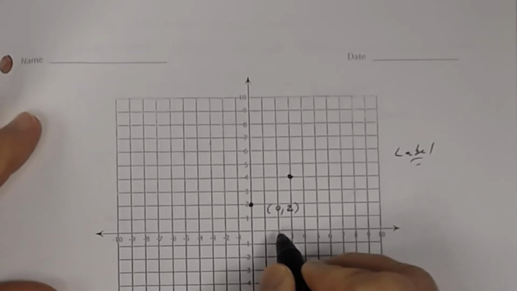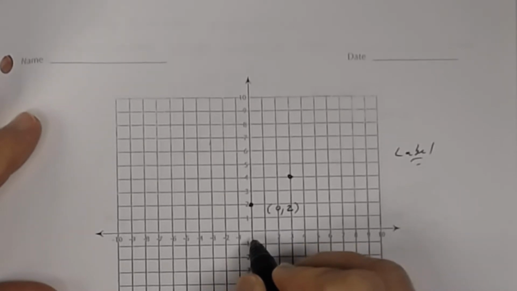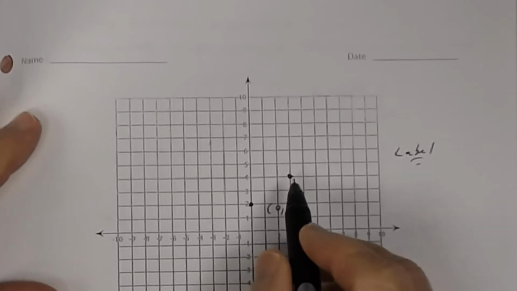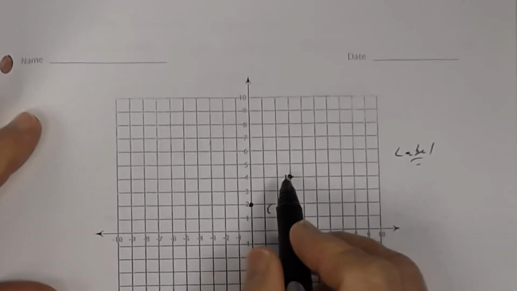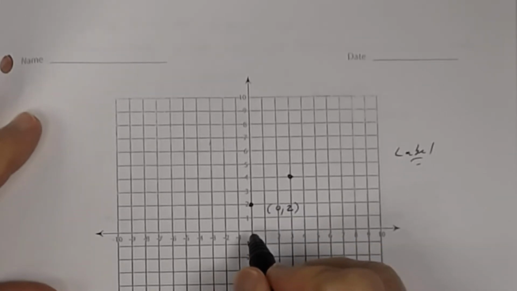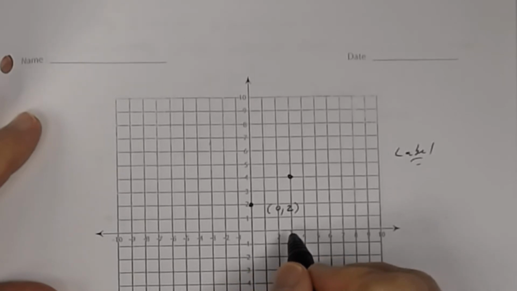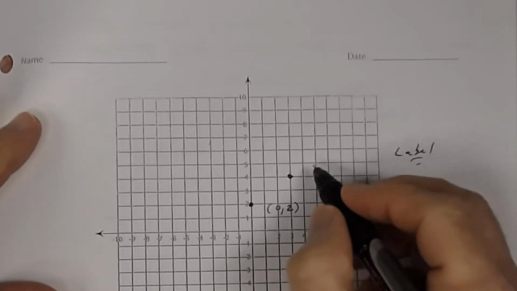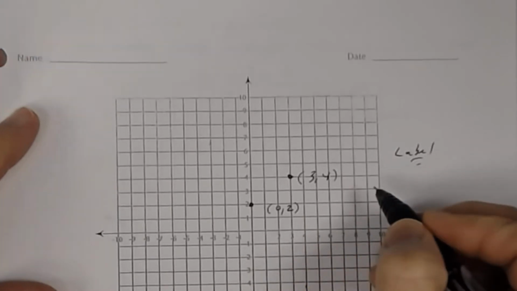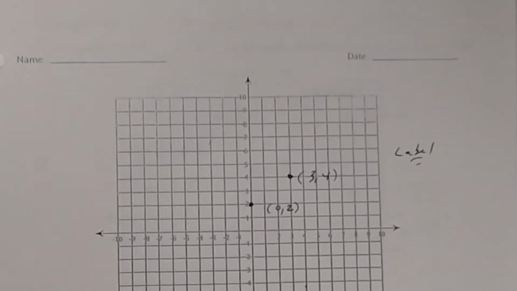That's on the x-axis. 0, 2, 0, 2 is here. Now this point, remember, to determine the coordinates, you start at the origin, you go to the right 3, up 4. So my coordinates here is 3, 4. And then all you do is draw your line. Now don't forget to draw the line.